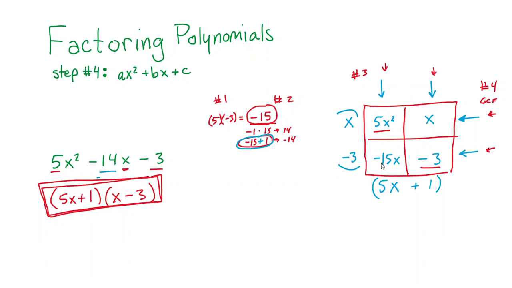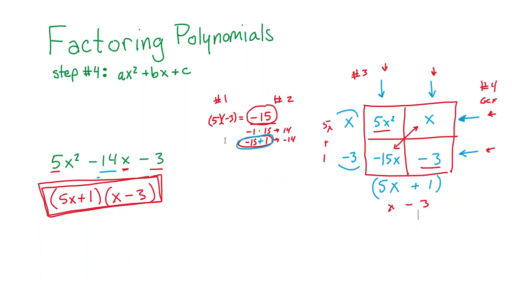Let's do it again. And notice, maybe there would be a question here, how do I know to put the negative 15x in the bottom corner and the positive x in the top corner? It actually wouldn't have mattered. If I'd switched them around, then I would have ended up with 5x plus 1 here and x minus 3 here. So it wouldn't have mattered either way.